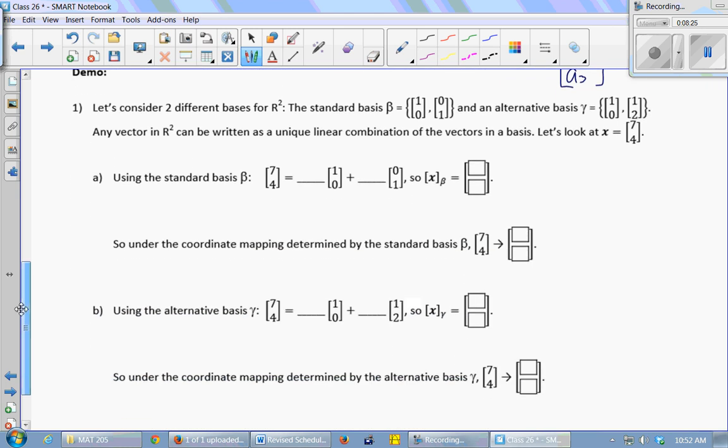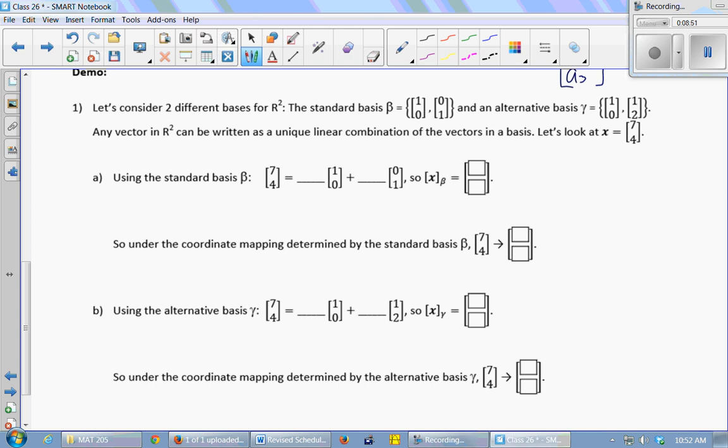Okay, so we're going to look at the standard basis and an alternative basis, which we'll call gamma: (1, 0) and (1, 2). Do those two vectors span R2? Yep. And are they linearly independent? Yes, because one's not a multiple of the other. Any vector in R2 can be written as a unique linear combination of the vectors in a basis. That was the unique representation theorem.